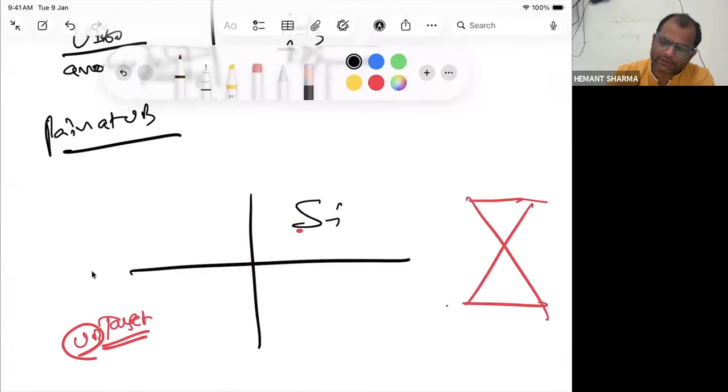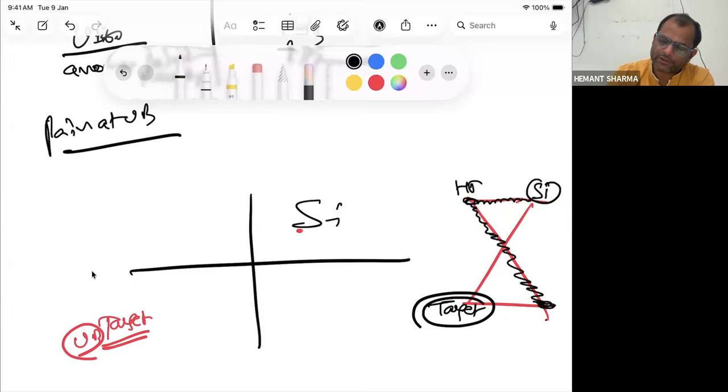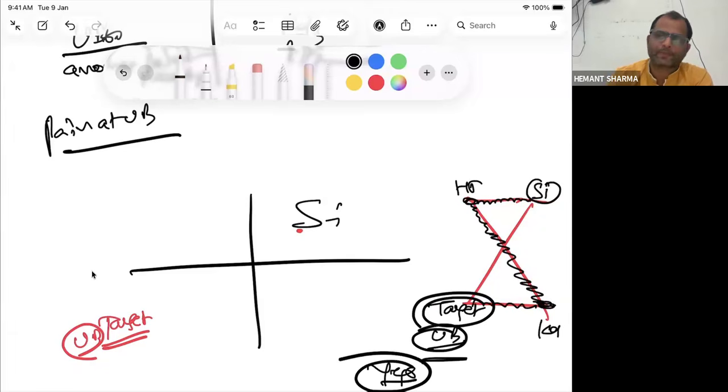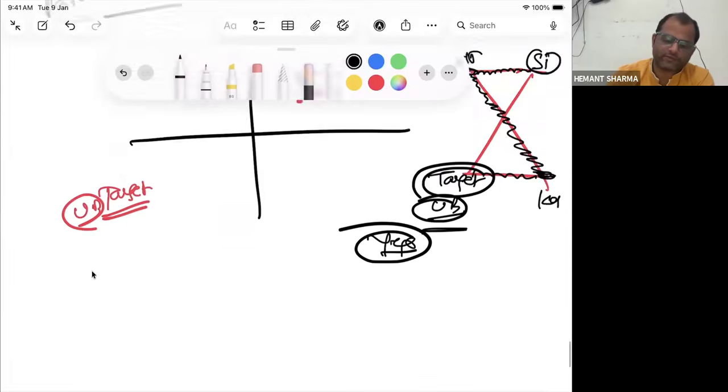I am targeting this. This is my target, UB. I started from here, SI. Then I will follow this line. Then I will go here. Then I will follow this line. Then I will go here. Then I will follow this line. I can go here. The question is this: can I start from UB? Yes. I can also start from UB.